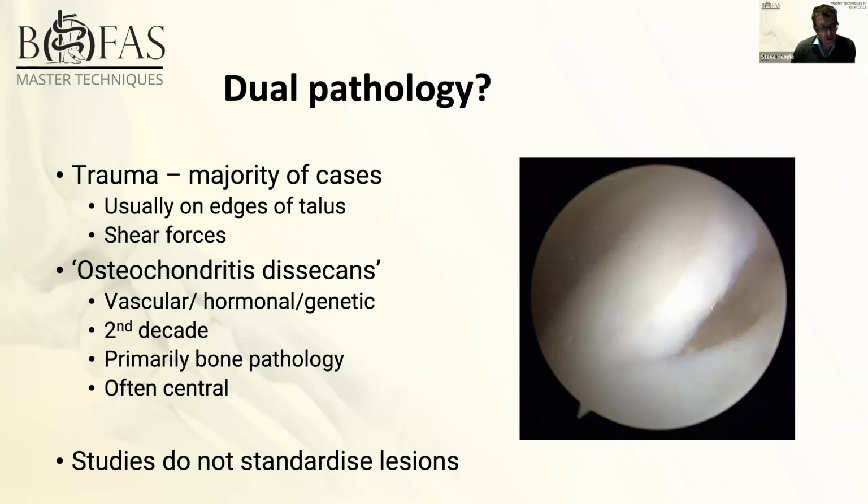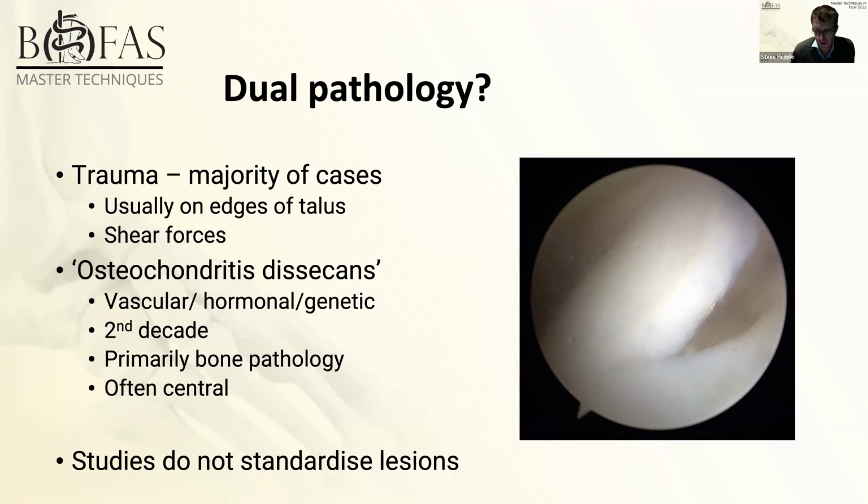But I do think there is another group, which loosely I've termed osteochondritis dissecans. I'm not entirely sure, but there's an alternate pathology. There's something else going on, a vascular, hormonal, genetic problem. We often see them present a little bit younger in the second decade, and they may have had symptoms in their ankle for a while. And I think these are primarily a bone pathology. They're sometimes central. The reason I mention this is not because I've got any magic solution for treating them any differently, but I think the nature of the pathology here is such that they are completely different.